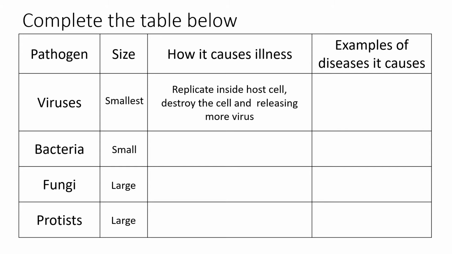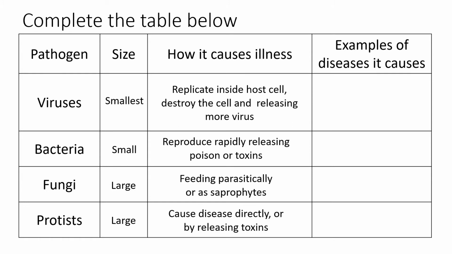Bacteria reproduce very, very rapidly, and because all bacteria release toxins or poisons, they basically can produce large volumes of toxins in a very short space of time, which obviously has a detrimental effect on the organism that's infected. In terms of fungi, fungi often feed parasitically, so they will feed off dead decaying matter. And we've got our protists, which again, they can cause disease directly, or they will also release toxins. Normally in the exam, when they talk about releasing toxins, though, they are talking about bacteria.